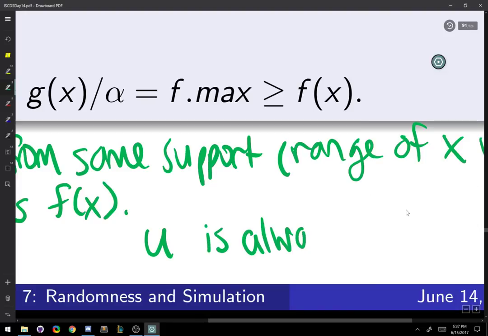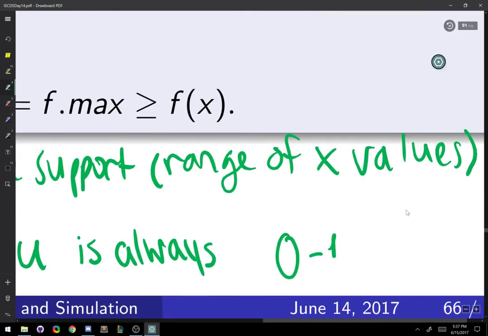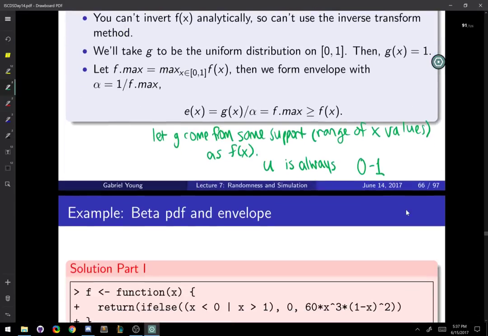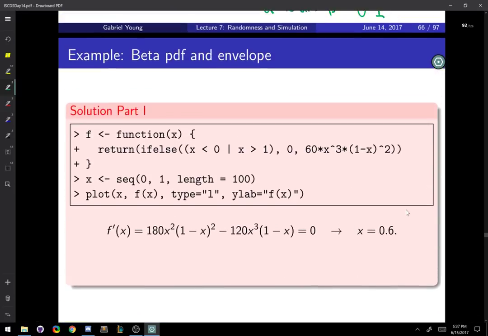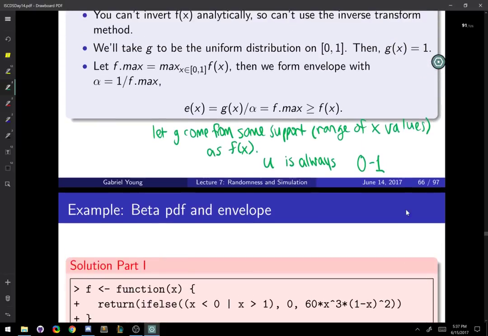So we'll take g to be a uniform 0 to 1, specifically because the original support is 0, 1. So we'll start, in other words, with g of x being 1, because that's the commonly known PDF, okay? Then let f max equal the maximum of the function over 0 to 1, and then we conform the envelope with alpha as 1 over the max. So then it will be just f max itself.